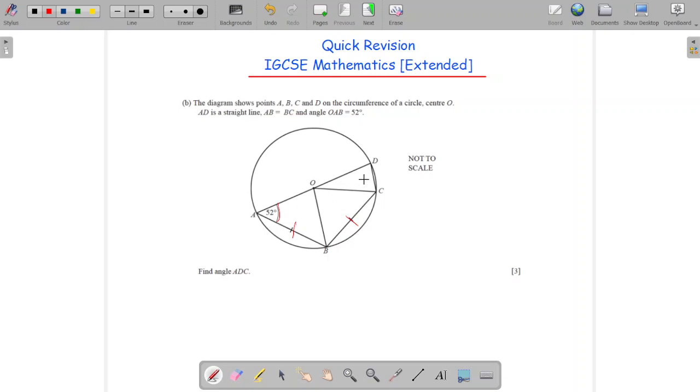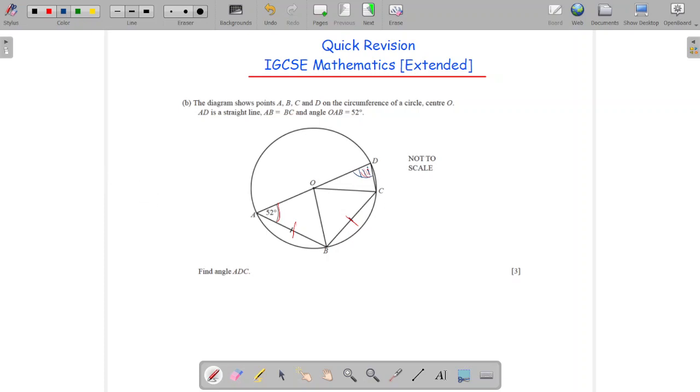The question is to find the angle ADC. Where's the angle ADC? This is the angle ADC. He wants to know this angle here. I'm going to change the color. This is the angle that he's requesting. So first of all, you try to write your answer clearly, so the examiner gives you full marks.